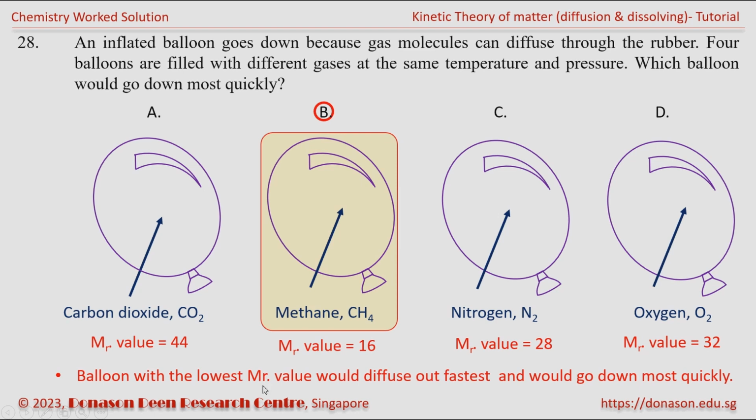The balloon with the lowest MR value, which in this case is methane with the MR value of 16, would diffuse out the fastest, and so balloon B would go down most quickly. So option B is the correct answer for this question.